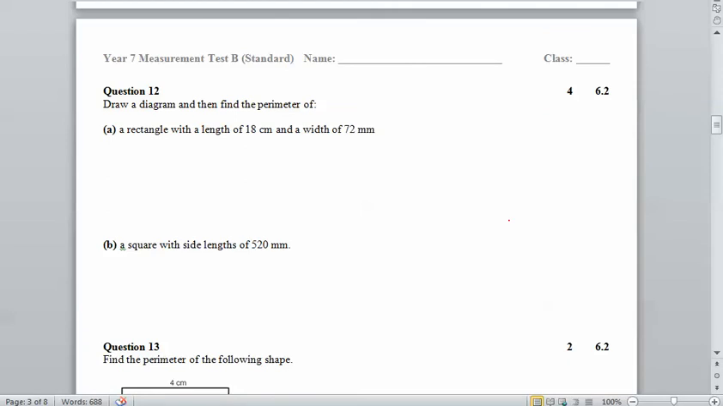Rectangle of 18 centimetres by 72 millimetres. Well, 72 millimetres is 7.2 centimetres. So let's just say that this is 7. A lot of you are struggling with your conversions.